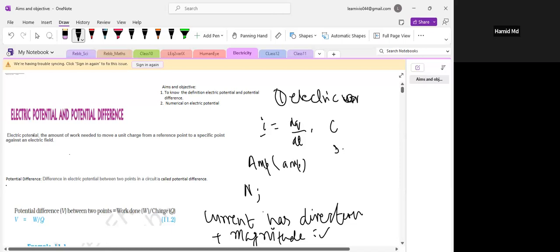What is the direction of current? From positive terminal to negative terminal. This is the positive terminal, this is the negative terminal, right? So the direction of current is from positive to negative terminal. And tell me, what is the direction of charge if the charge is an electron? Negative to positive.